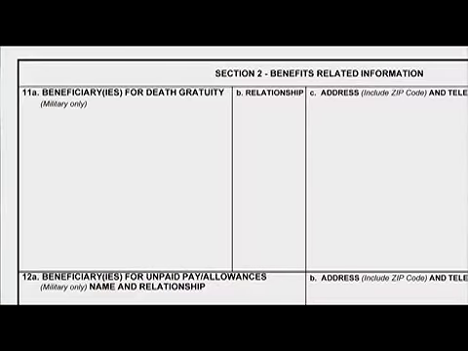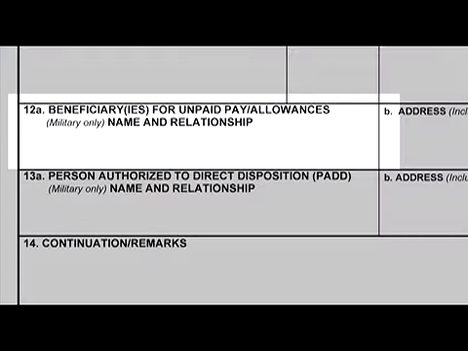Second, it allows you to identify who you want to receive your death gratuity. If you want to leave money to your minor children, make sure you talk to a legal assistance attorney so that that designation can be properly done. If you don't, then that money could be tied up for months or years. It also allows you to identify who should receive unpaid pay and allowances.